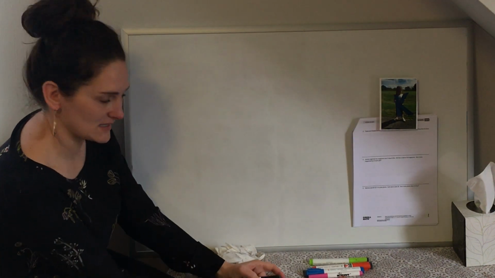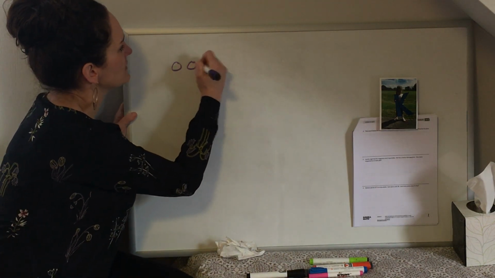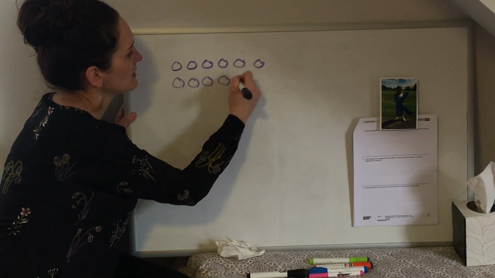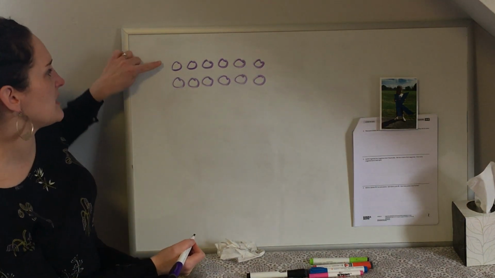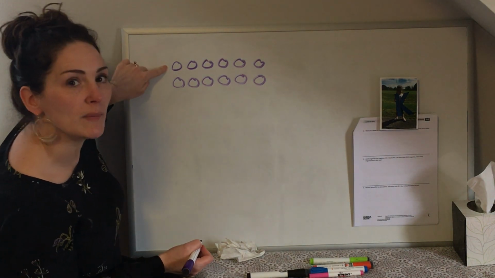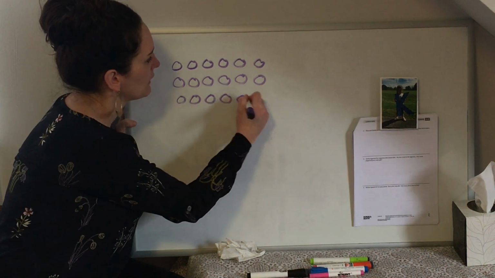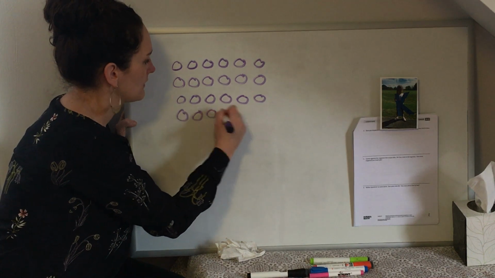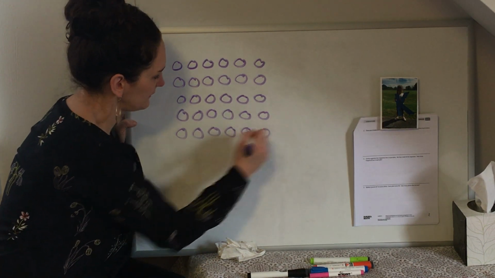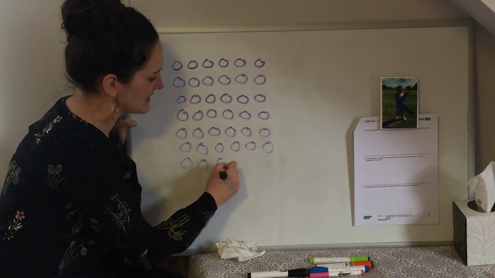So I'm going to do this. 7 windmills times 6 blades each. You're going to notice immediately, I'm going to put 6 in each group. This is windmill 1, windmill 2, windmill 3, windmill 4, windmill 5, windmill 6, and windmill 7.